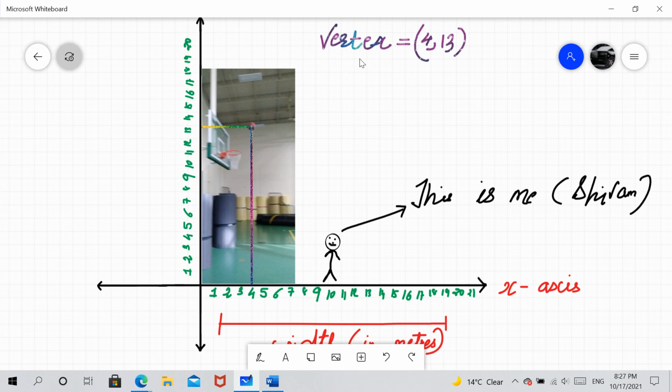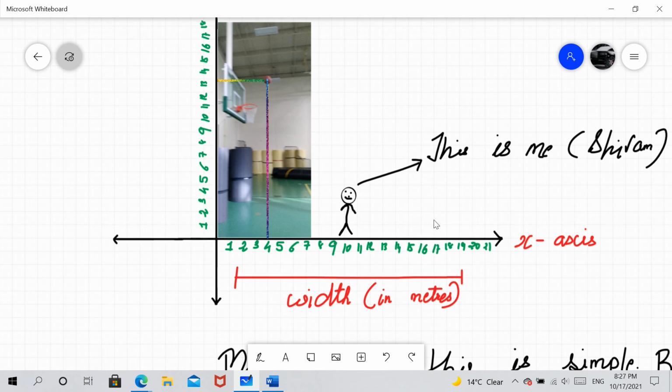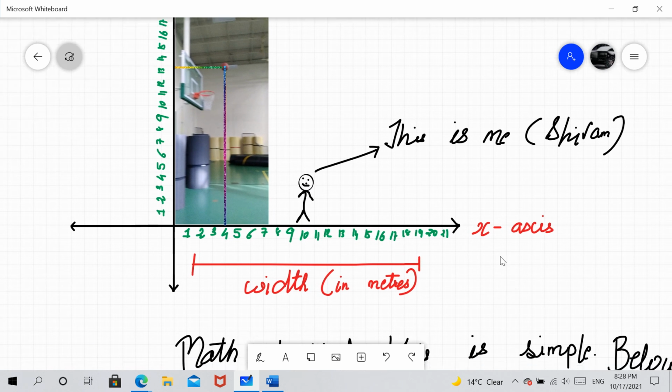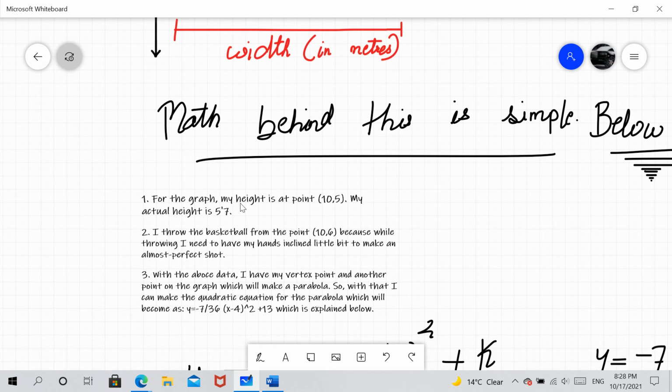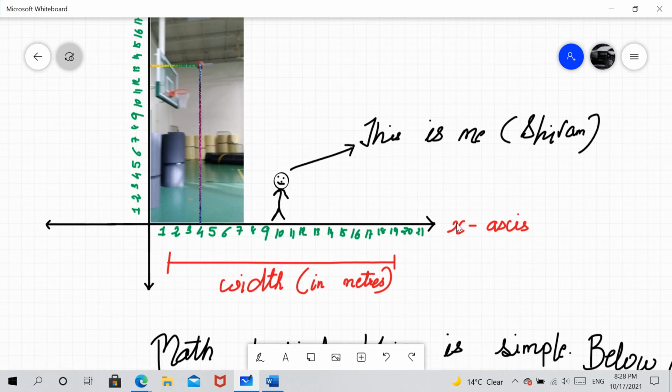One is going to be the vertex, and one is the starting location, which is 10 comma 6. I'll tell you why it is 10 comma 6 and not 10 comma 5. For the graph my height is at 10 comma 5, but technically my actual height is 10.5 by 7.